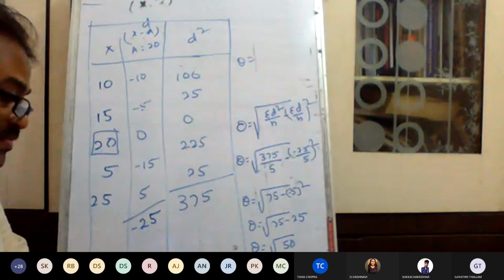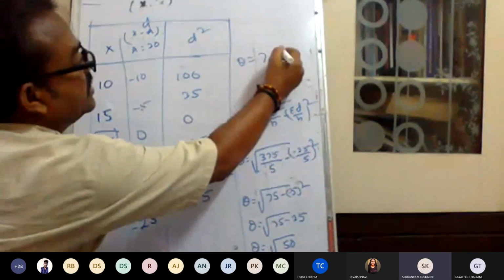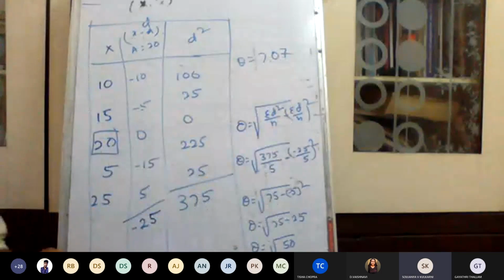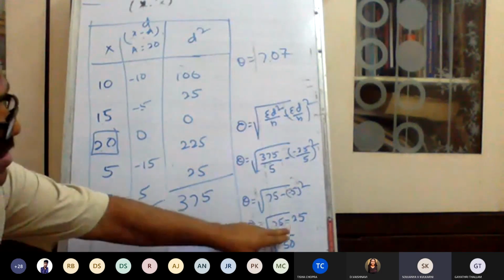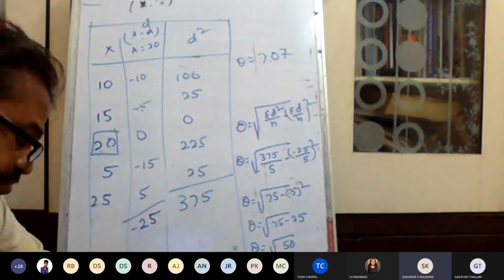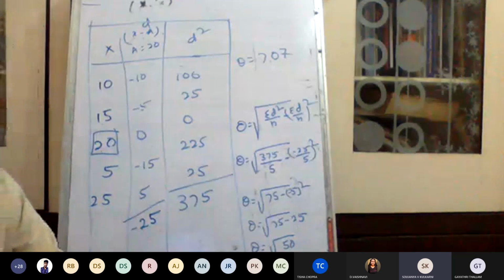Root 50. So, sir, 7.07. Square is not there for n. 7.07, yes. Square in the second term is not for n. It's only for d. Only sigma d.